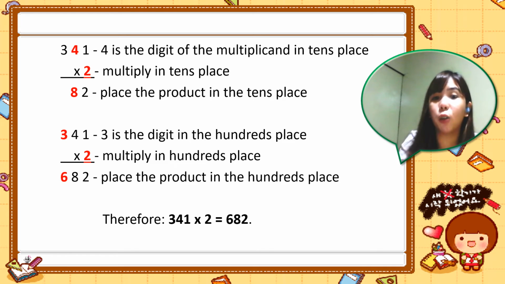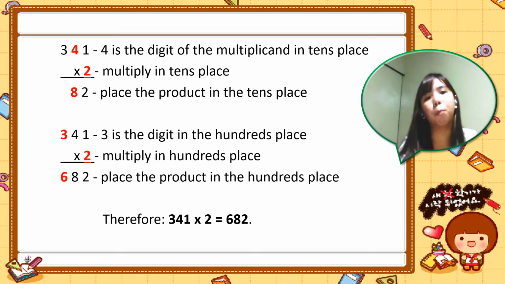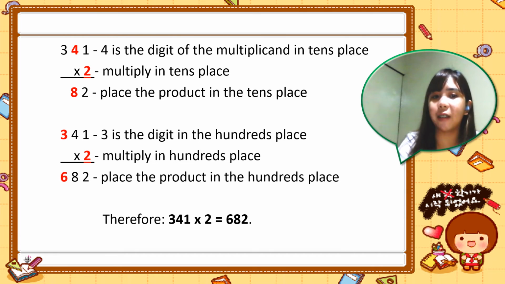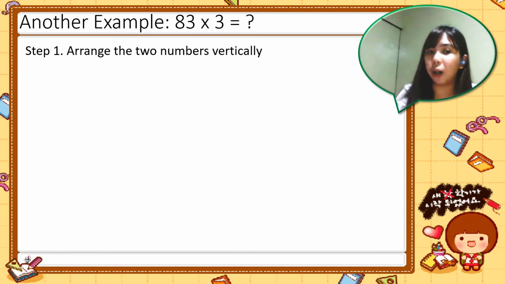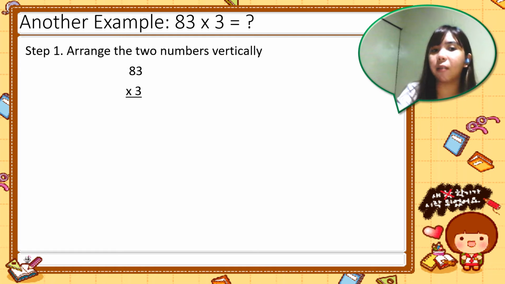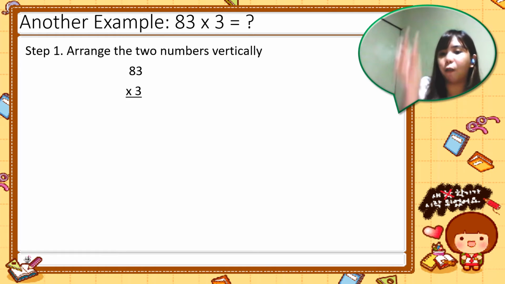Okay. So, ang iba medyo na-confuse pa, no? Or medyo gakagamuhan pa. So, let's have another example. 83 times 3. Let's see what's the answer. So, step 1, arrange the two numbers vertically. So, 83 times 3 should be written in a vertical form.